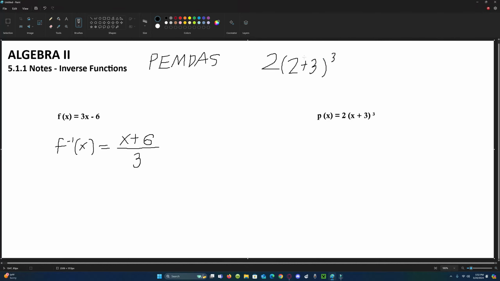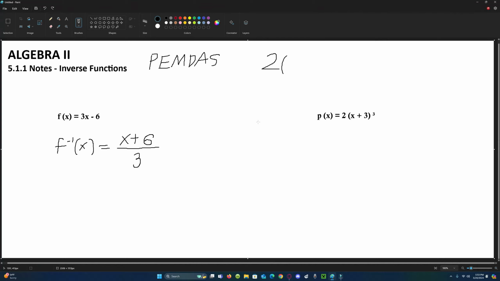According to PEMDAS, you would start with the parentheses, which is the 2 plus 3, go on to the exponent, which would be the cubed in this case, and then go to multiplication. So that would go to 2 times 5 cubed, and then that would be 2 times 125, because that is 5 cubed, and then our answer would be 250. That is how you would solve that problem. But remember, we're going to do the inverse of that.